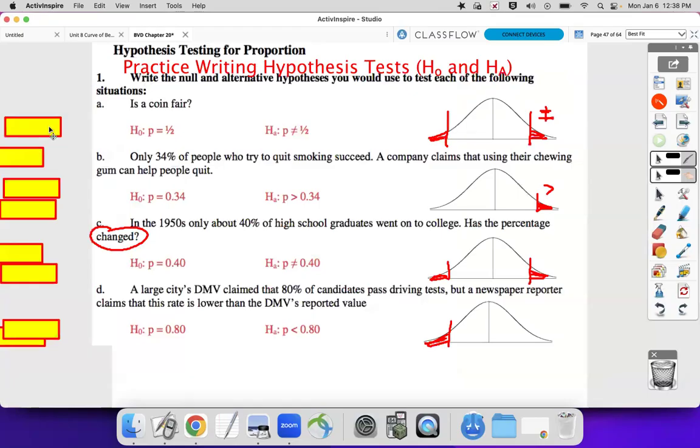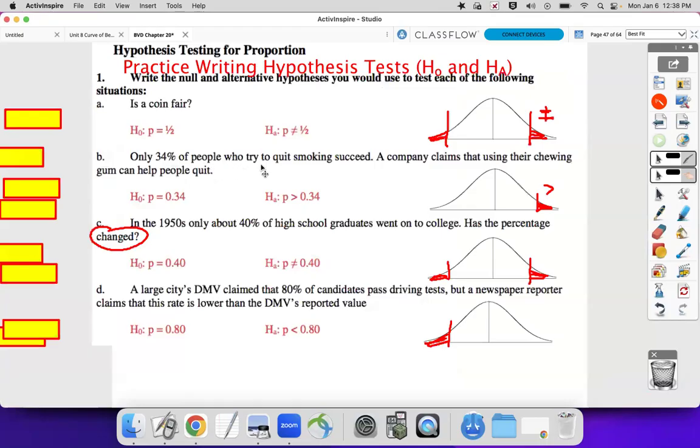Okay, so we are going to practice writing hypothesis tests. So is a coin fair? So the H0 is the probability of getting heads or tails is 1/2. Now, because we don't know which one we're worried about, we just say it's not going to be equal to 1/2. And that's a two-sided hypothesis. The not equal to means it could be on either tail.